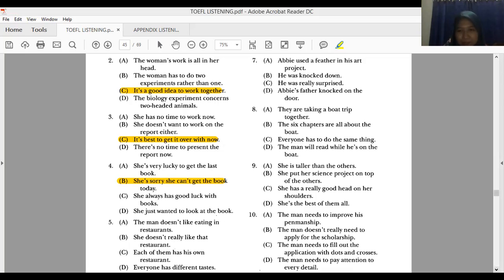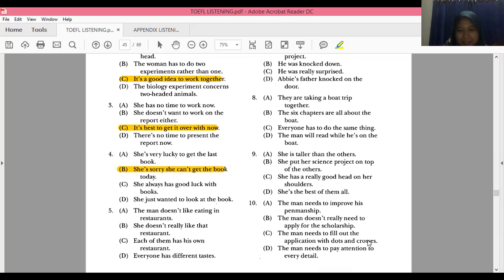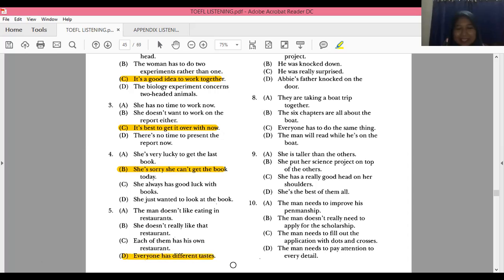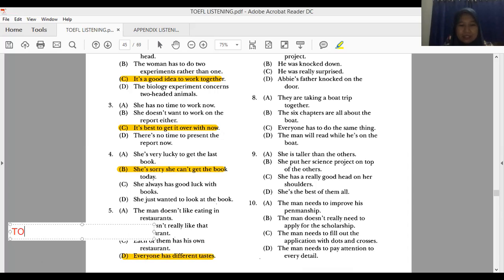And 5, Miss Meta. Oh, this one. I know you like this restaurant, but I just don't like the food here. To each his own. Your answer, Miss Meta? Yang D. D, yeah. Get the idiom, Miss Meta? Ini, dia tuh bilangnya to each his own. To each his own.